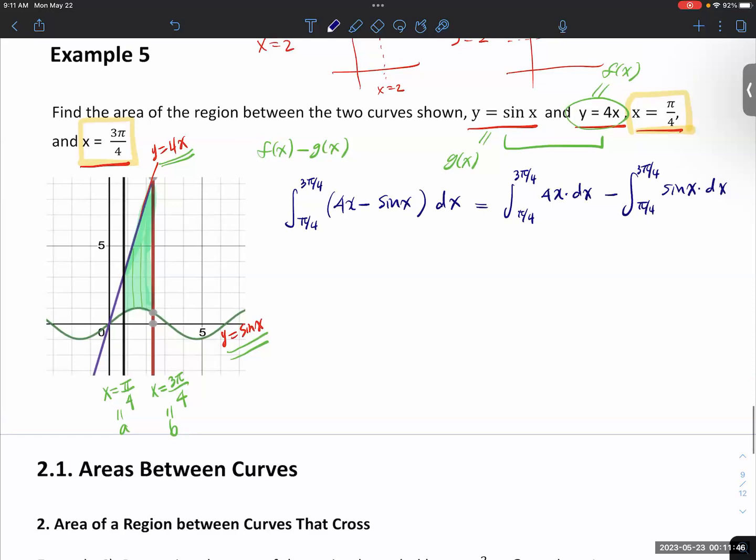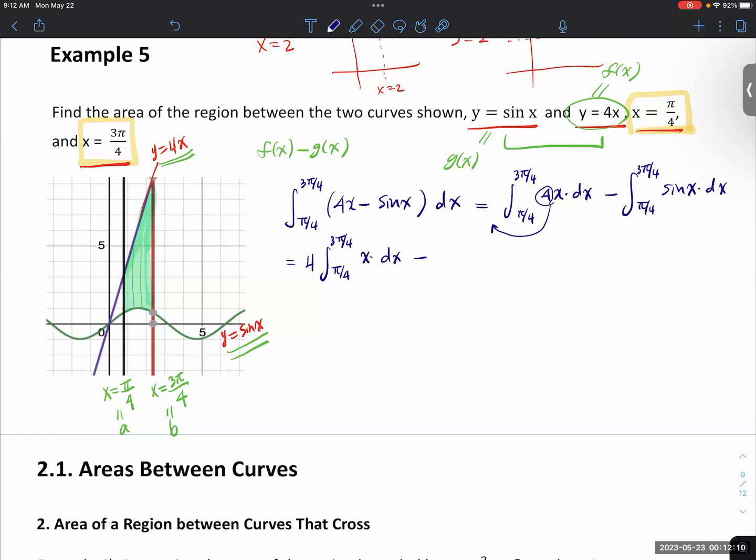Each function has a role. So one is f and g, another one is a and b. So you can set up that equation. The rest of the work is taking an integral. So for the first equation, I'm going to bring 4 to the front: 4 times the integral from pi over 4 to 3 pi over 4 of x dx.